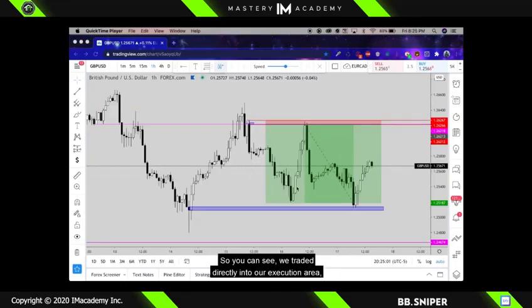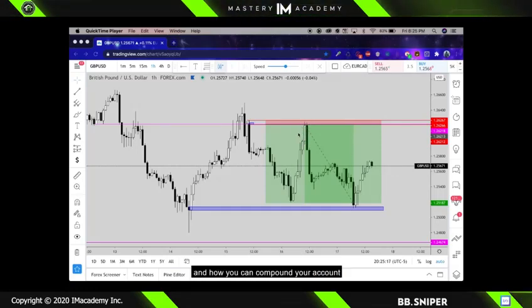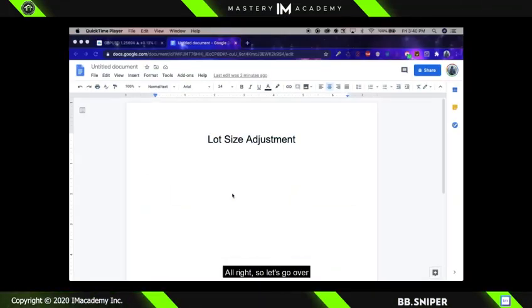So you can see we traded directly into our execution area. Beautiful execution, minimal drawdown, ran directly into our targeted area. So I want to go over with you guys why it's important to have this type of precision in the market and how you can compound your account a lot faster than others. All right, so let's go over how we determine our lot size based on our predetermined risk.